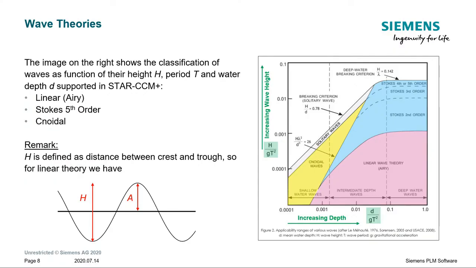So if we start from the bottom right, that is deep water waves of small amplitude, then we can use the linear wave theory, also known as Airy waves. As soon as we increase the wave height, it is necessary to resort to a higher order theory, that is the Stokes waves. On the other hand, if we move towards the left, that is, if we go towards shallow water, we really need a more advanced theory, that of the cnoidal waves. In StarCCM Plus, we have all these possibilities implemented, except for the very particular solitary waves.